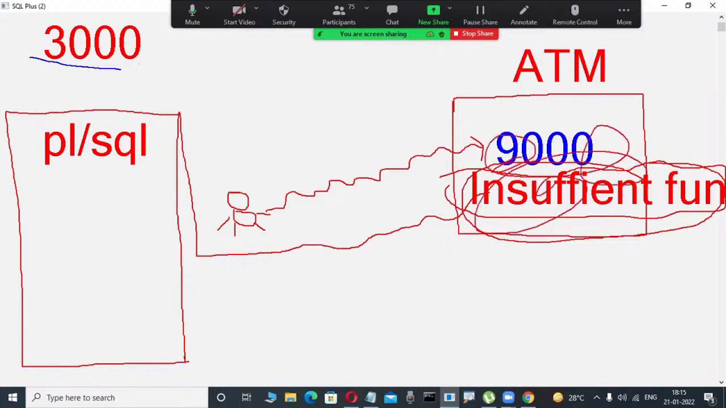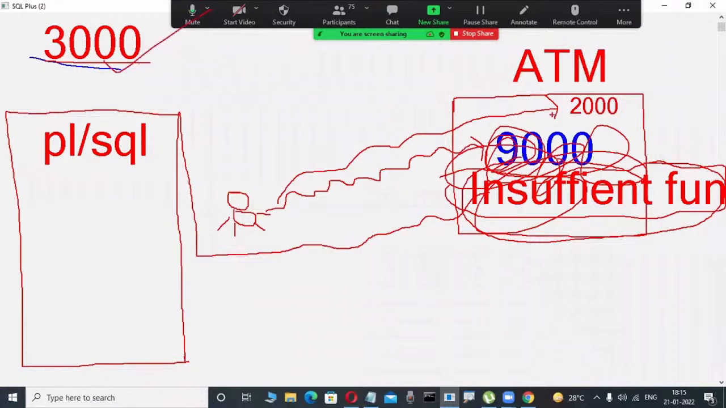Another scenario. For example, my balance is 3,000. Suppose I insert my ATM card and try to withdraw 2,000 rupees. Is it possible? Possible. Why? Because here my balance is 3,000, and 2,000 is less than 3,000. That's why this withdrawal is possible. We are withdrawing the money, 2,000 is possible in this example.